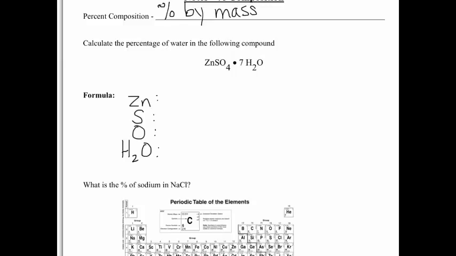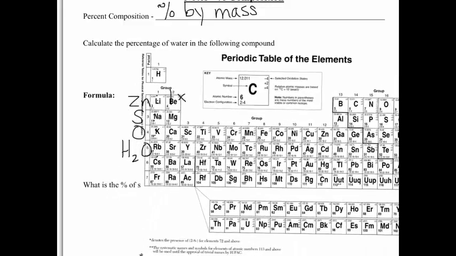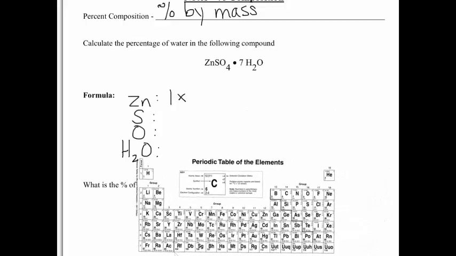So we have 1 atom of zinc, and we need to multiply that by its mass. So we're going to look in the periodic table to find that. And here's zinc way over here, and its mass is 65.409. And we're going to round that to 2 decimal places. So we're going to use 65.41. And then because that's the identity element, we're just going to get 65.41.